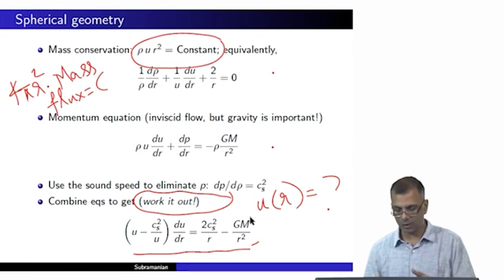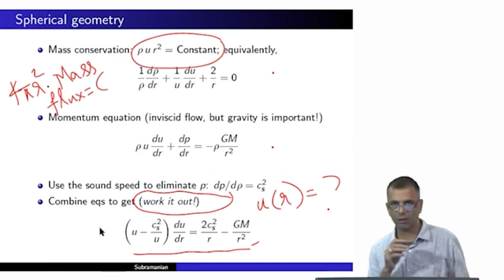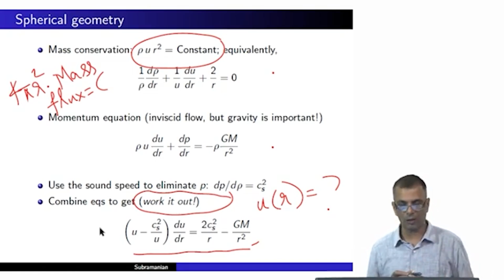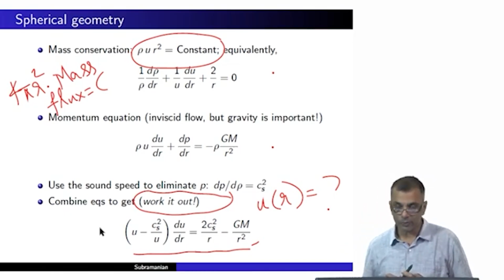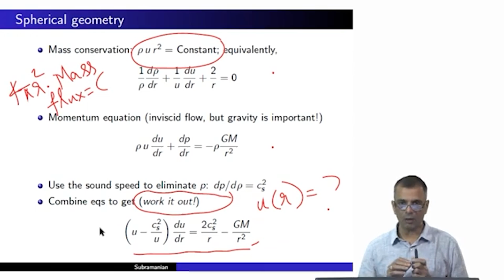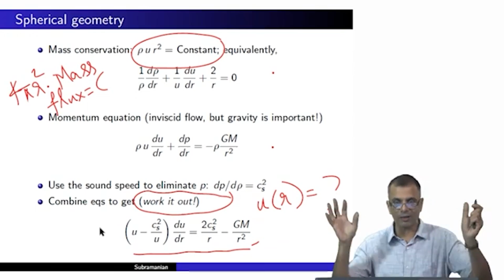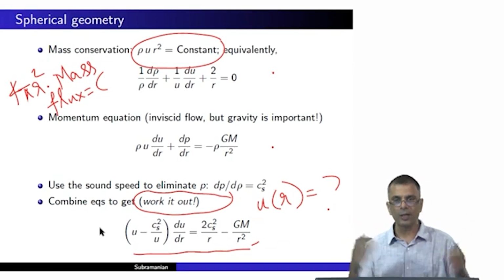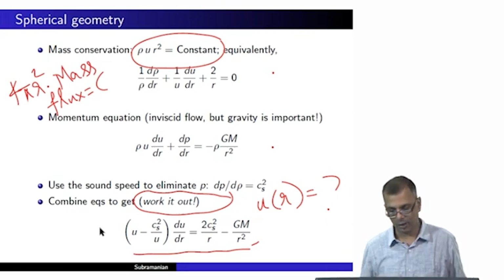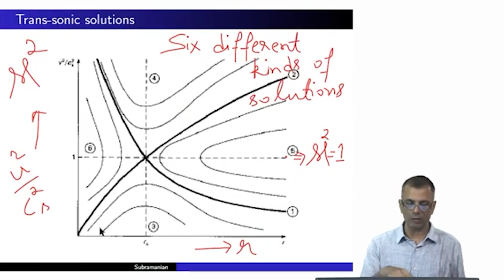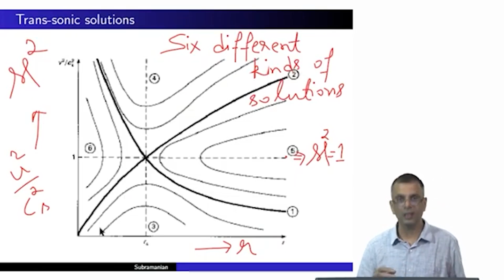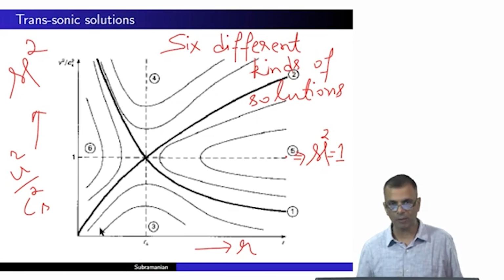And so this will tell us the character that we can expect from different kinds of transonic solutions, due to either accretion or excretion or winds in spherical geometry. And we will discuss the nature of each of these solutions in detail. So that's it for the time being, and thank you.